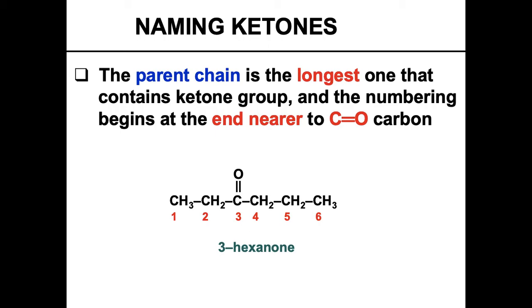Naming ketones. The parent is the longest chain that contains the ketone group, and the numbering begins at the end nearer to the C double bond O carbon. If you count the carbon from the left, the carbonyl group will be attached to carbon number 3. And if you count from the right, the carbon attached to the carbonyl group will be carbon number 4. So the end nearer to the C double bond O carbon is when you count from the left, and this carbon will be number 1. So the name will be 3-hexanone.